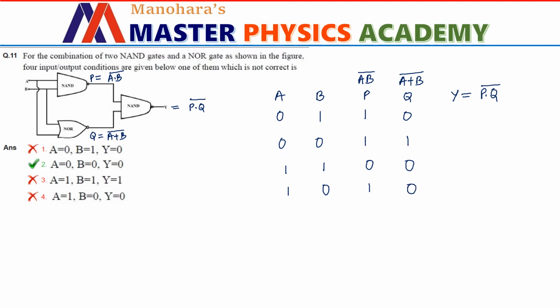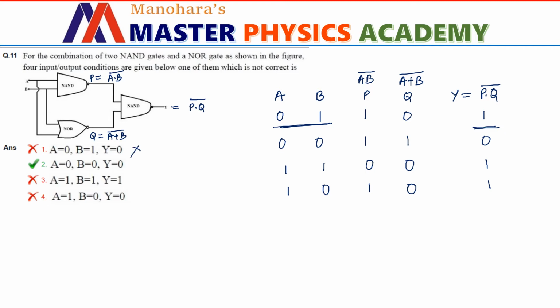Let us analyze the final output, which is (P into Q) whole bar. So it is 1 into 0 is 0, its inverse is 1. 1 into 1 is 1, its inverse is 0. 0 into 0 is 0, its inverse is 1. 1 into 0 is 0, 0 inverse is 1. So this is the final output. So for the first case A0 B1, the output is 1, so this option is wrong.